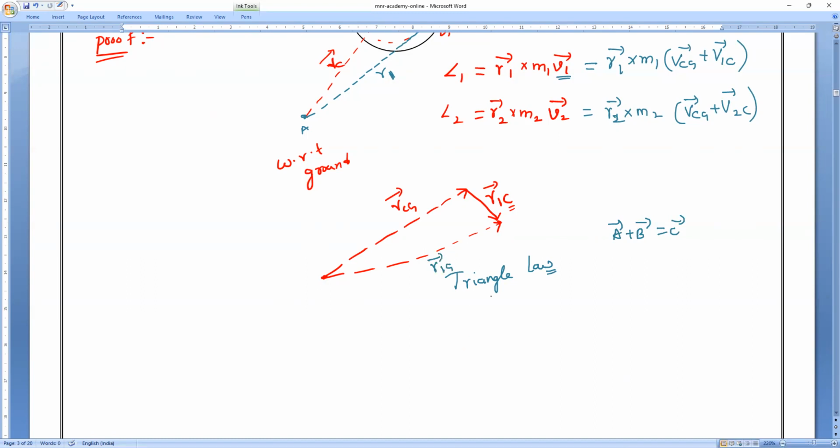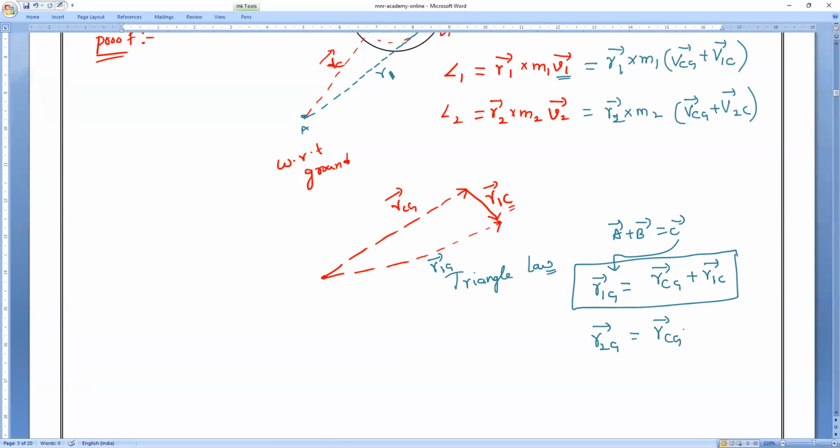So this is R1, R1 with respect to the ground. From that I can say R1 with respect to the ground is equal to RC with respect to the ground plus R1 with respect to the center of mass. Will you all agree with me, guys? Same way, R2 with respect to the ground is equal to RC with respect to the ground plus R2 with respect to the center of mass. Is it okay, Rudreshwar? Can you able to catch it, Mr. Murali? Princey? Understand? Yes, sir.